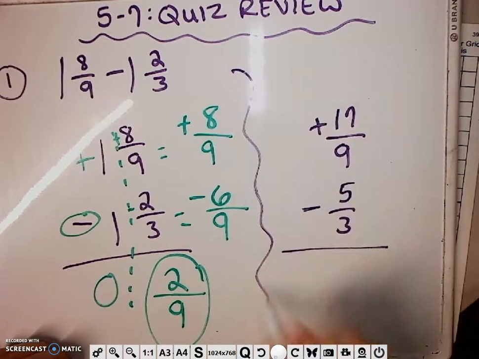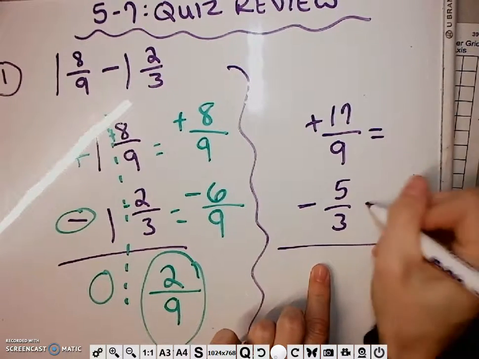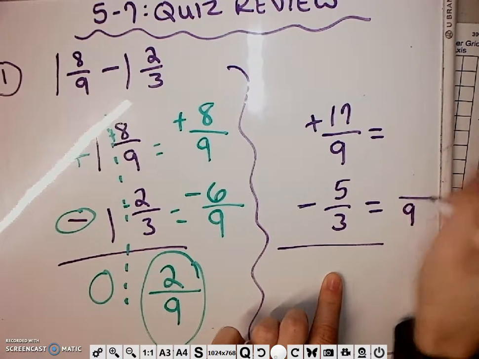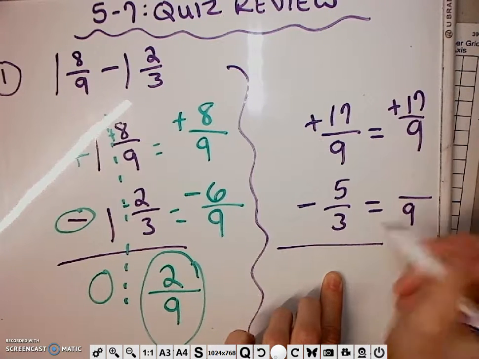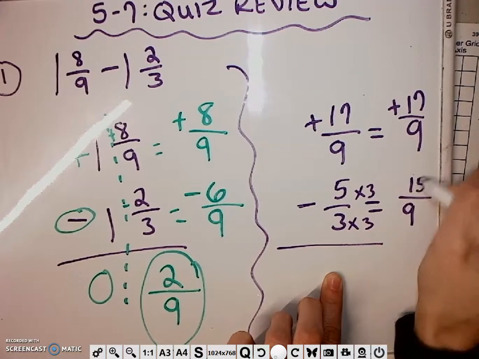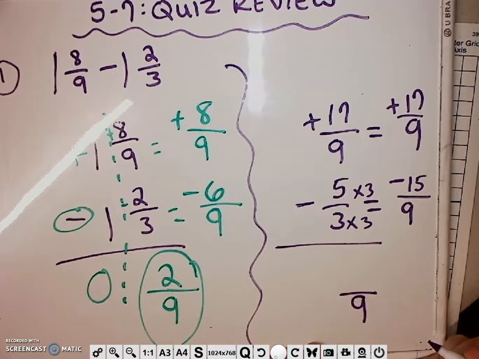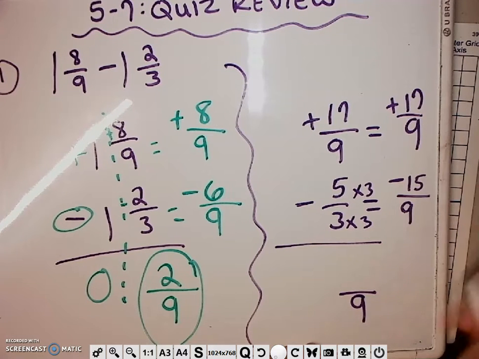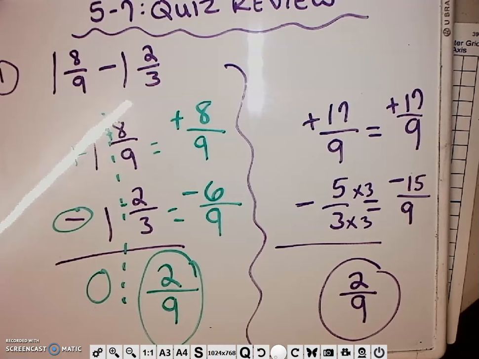Again, if you set it up as improper fractions, if that's easier for you, same thing, 9 and 9. This remains positive 17 over 9. 3 times 3 gives me 9, so 5 times 3 gives me 15 negative. Now you're going to write your denominator. 17 minus 15 gives me positive 2. So either way, we get positive 2/9. You can do it either way for all of these, okay?